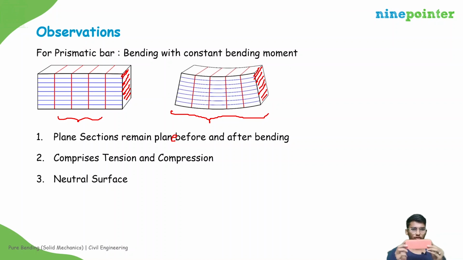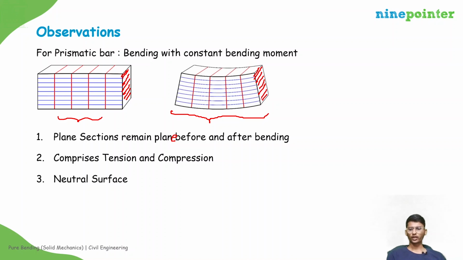This is a live example. If you apply end moments, opposite moments, then it will be under pure bending. So I am applying like this, and this is the deformed shape. If you observe this cross section, it is plane before deformation, and after deformation also it is plane. So the plane sections will remain plane in case of pure bending.